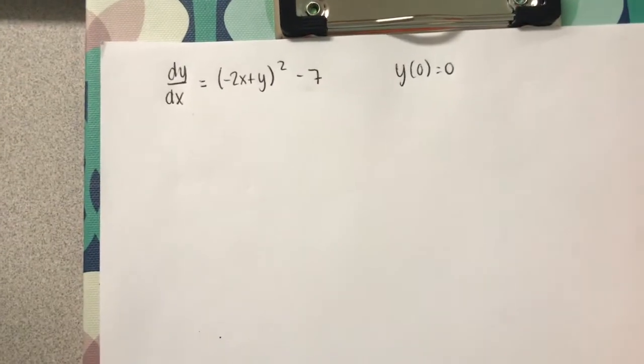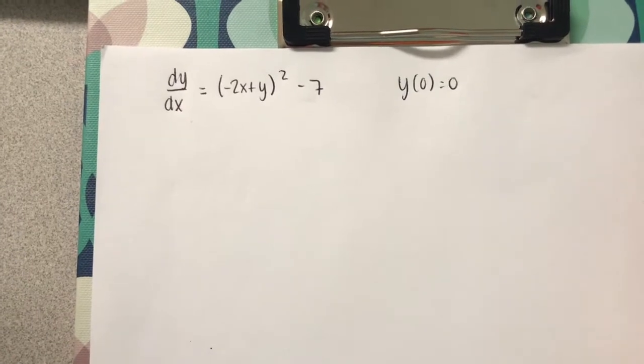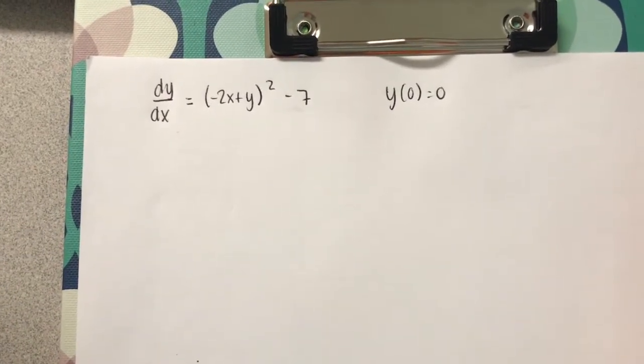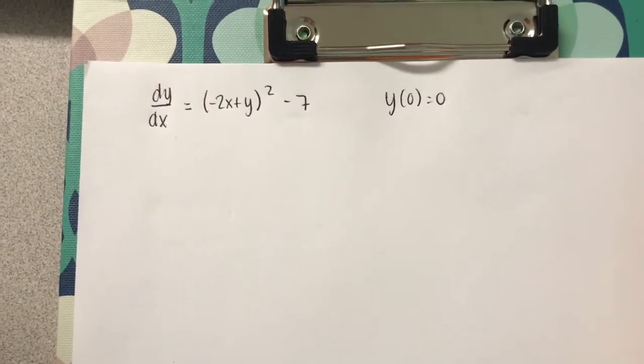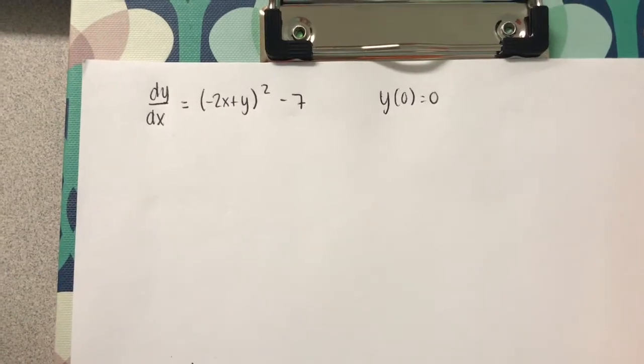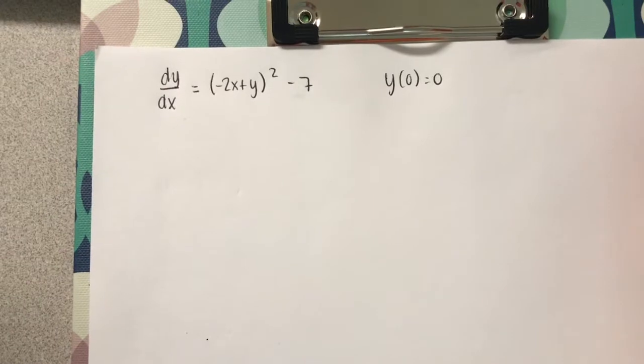Alright, so let's look at the differential equation dy/dx = (-2x + y)² - 7. And in this problem, they give us an initial value of y: when I plug in 0 for x, I will get 0. So it's an initial value problem. Now looking at this, it may look a little tricky.